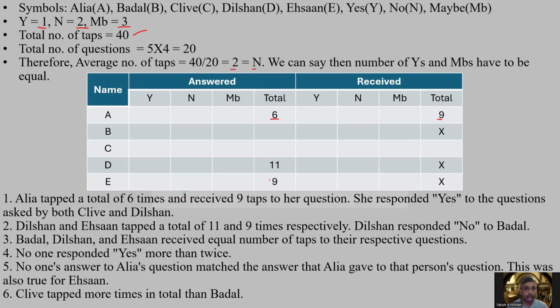And Dilshan and Ehsaan have answered with 11 and 9 taps respectively. Plus in clue 3, we have been told that Badal, Dilshan and Ehsaan each have given an equal number of taps or have received an equal number of taps as answers.